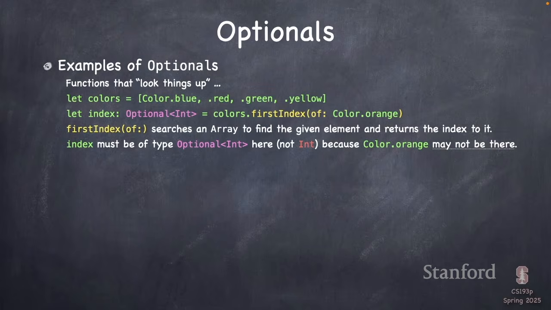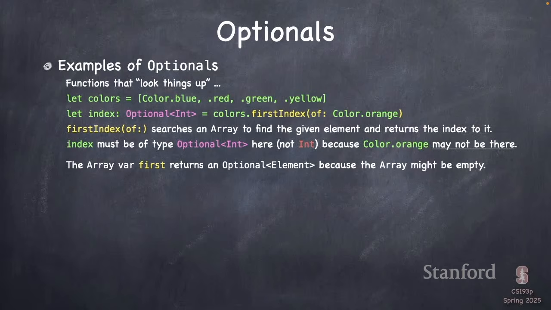Optional, and then the little angle brackets, Int. We just turned that generic optional into a specific concrete optional. This is an optional where the associated value is an Int. You see why firstIndex(of:) returns an optional Int instead of just returning Int? It has to be able to say, I couldn't find this thing.